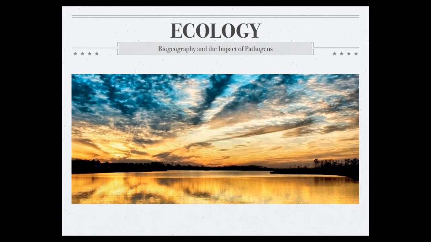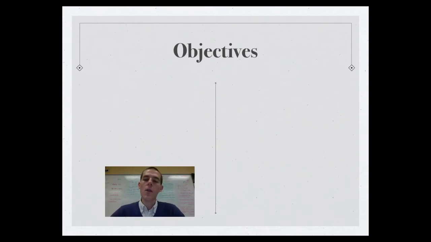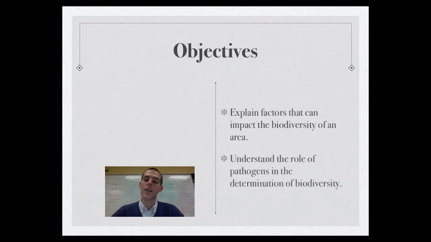My name is Mr. Kite and I'll be hanging out with you today as we continue on in our series about ecology. Topic for today is going to be biogeography and the impact of pathogens. So like always, let me get you your objectives and we'll get going. By the end of this video, two things I need you to know or be able to do. First one is to explain factors that can impact the biodiversity of an area. The second is to understand the role of pathogens in the determination of biodiversity. Today's going to be all about factors that can either increase or decrease the biodiversity of an area.